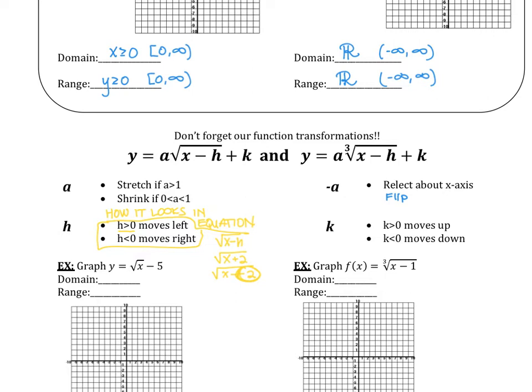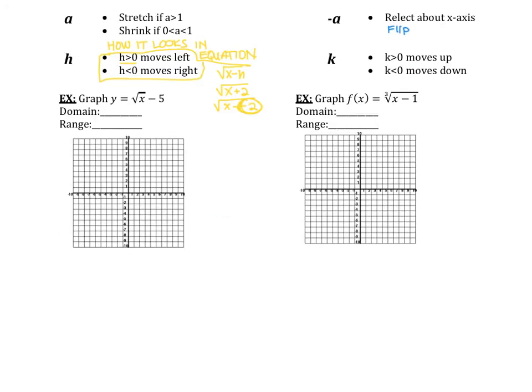Let's look at some examples. The first thing I'm going to look for is whether this is a square root or a cube root. So in this first graph, y equals the square root of x minus 5, I notice that the index is not there, which means it's 2, meaning it's a square root.